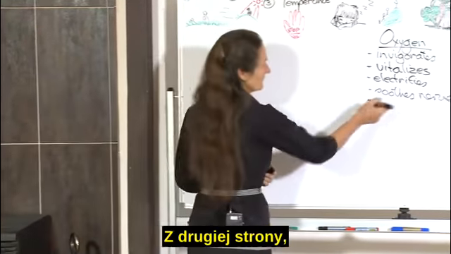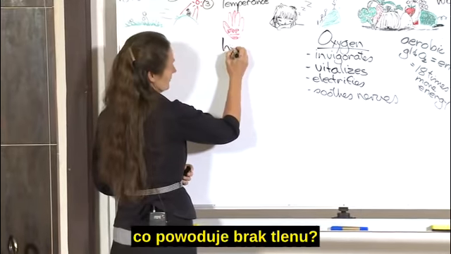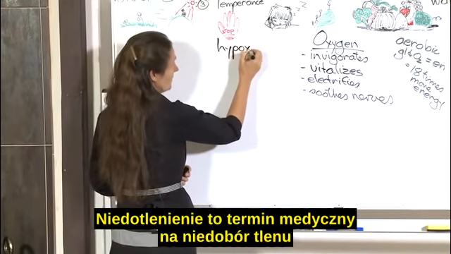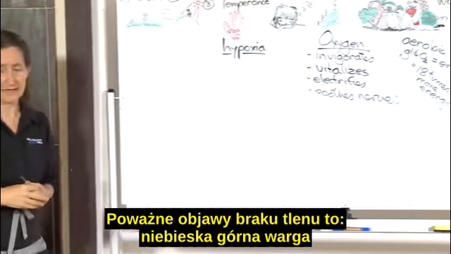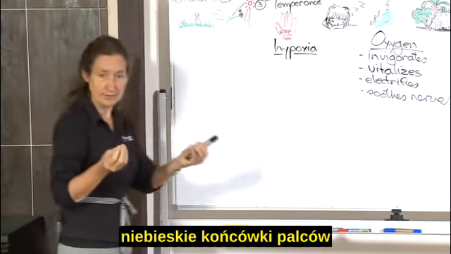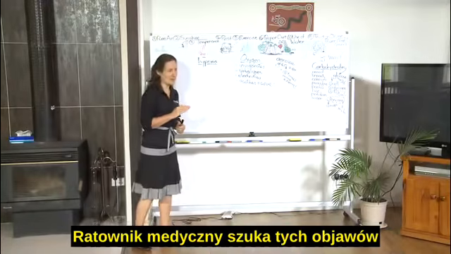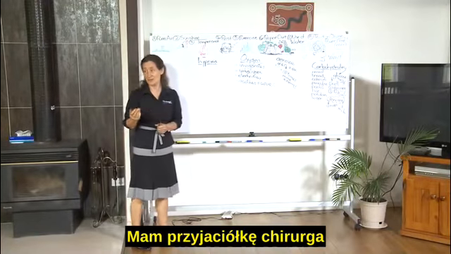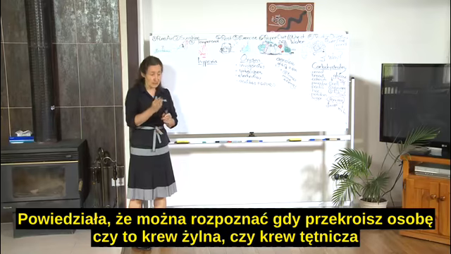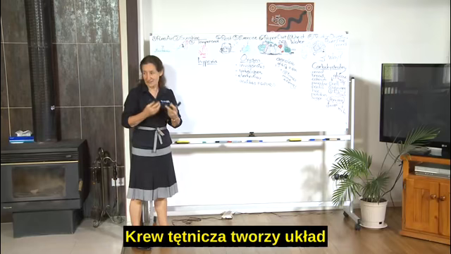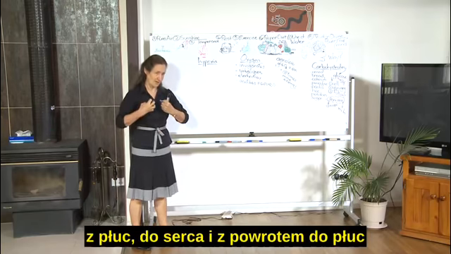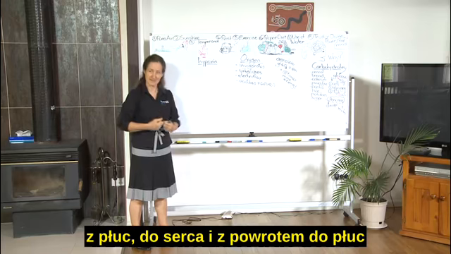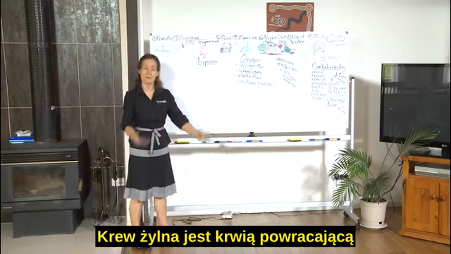On the other hand, what does lack of oxygen do? Hypoxia is the medical term for lack of oxygen. The severe symptoms for lack of oxygen are blue top lip, blue fingertips, and the paramedic looks for that. I have a friend who's a surgeon. She says you can tell when you cut into a person if you're into venous blood or arterial blood. Arterial blood is the system taking the blood away from the lungs, goes into the heart, then into the lungs. Venous blood is the blood coming back.